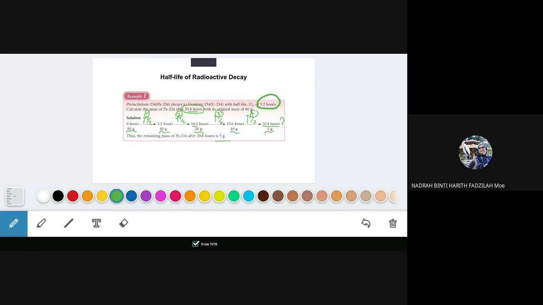Okay, this is how we calculate it lah. So another way to calculate it is, kita akan apply cara nak calculate half life radioactive decay ni dalam slide seterusnya. Jom kita tengok.